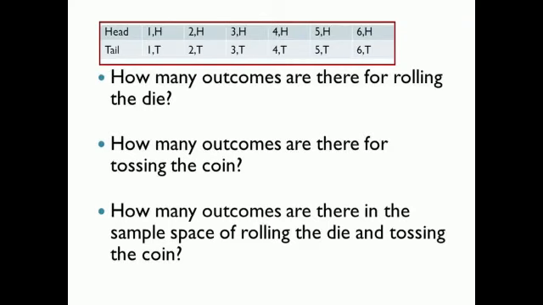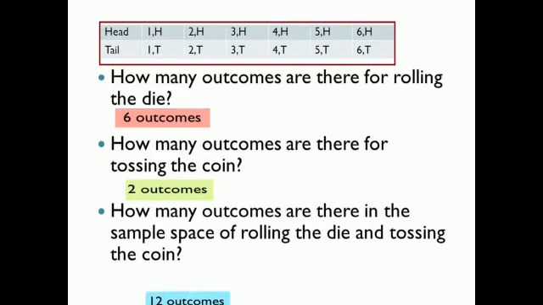How many outcomes are there for rolling a die? How many outcomes will we get when we use a die? Yes, correct. It is 6. How many outcomes are there for tossing a coin? It is 2. Then how many outcomes are there in the sample space of rolling a die and tossing a coin together? Look at the boxes at the top of this slide and count how many boxes there are. Yes, correct, 12. So the combination is 12, 6 into 2, 12 outcomes.